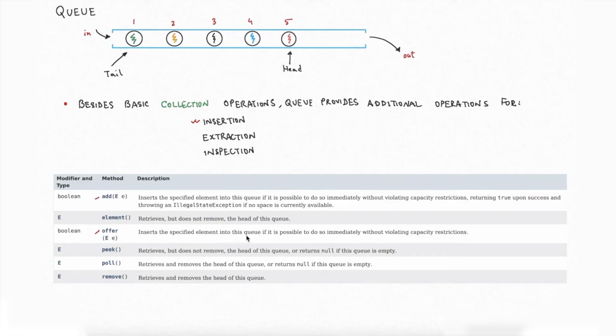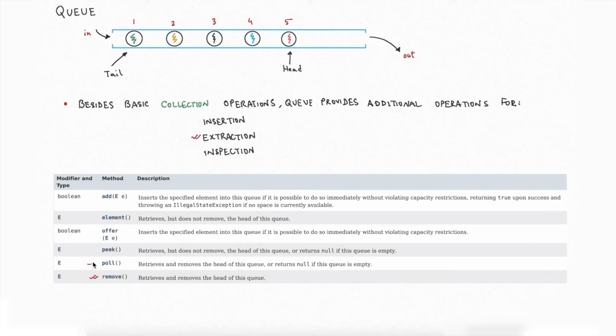But if we have a queue with a specific capacity, then we usually use offer as the insertion method of elements into the queue. So these two are the insertion methods that are provided in the queue interface. Let's now look at the extraction methods.